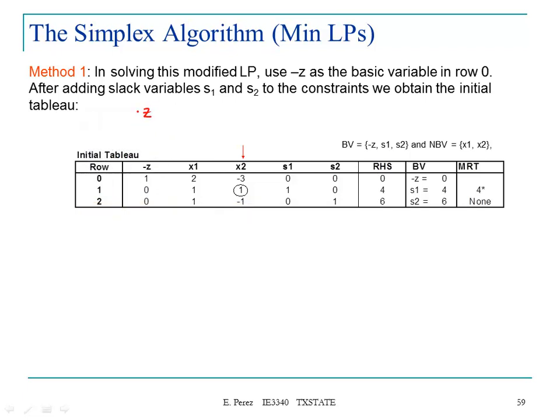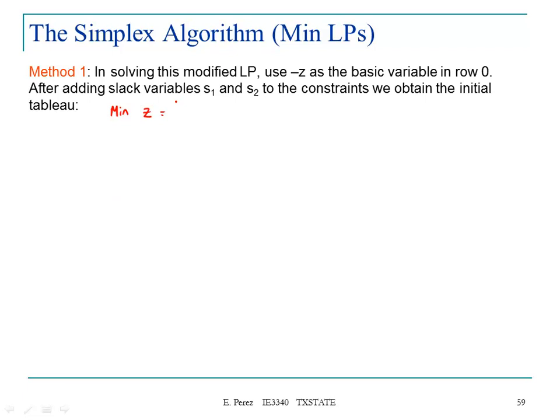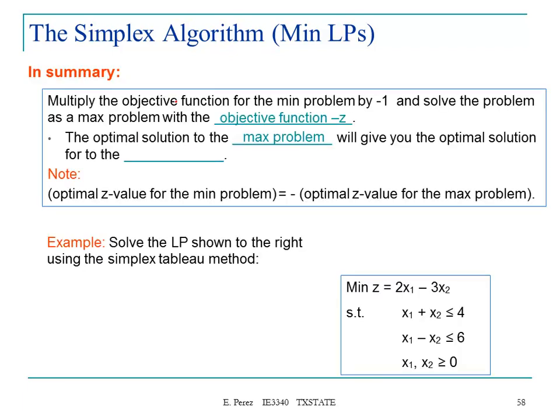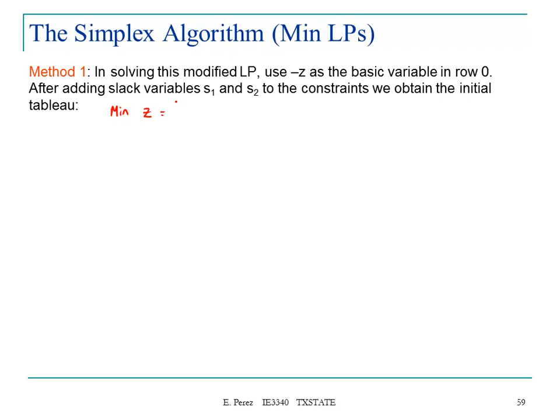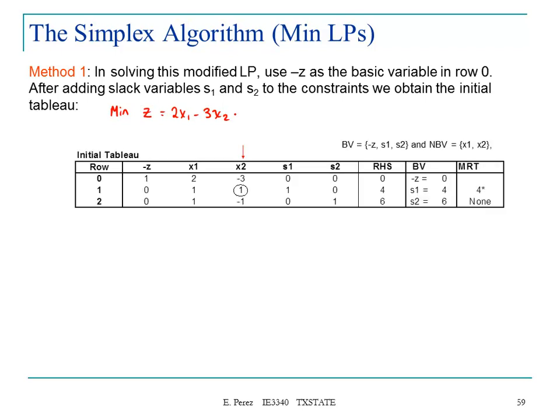So the original objective function was minimization of z, and this was equal to 2x1 minus 3x2. Okay, so that was our original objective function. Now what we're saying is we're going to solve the max of minus z. So you're multiplying this objective function by minus 1. Right?